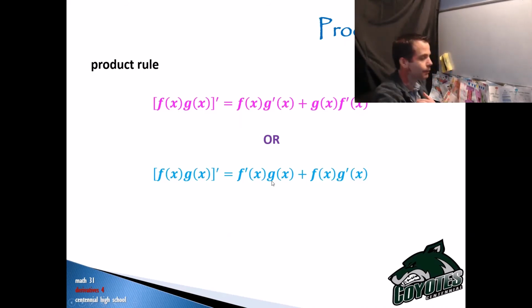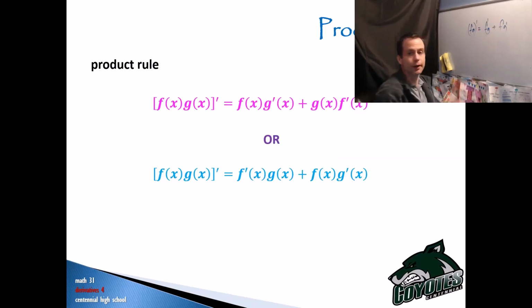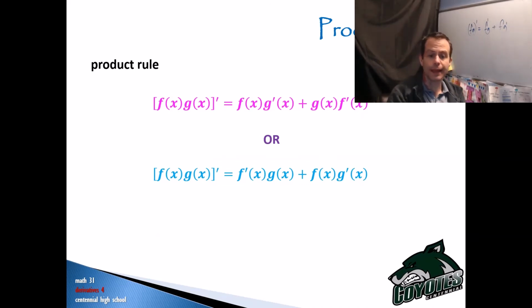Personally, I like to do it that second way because in my own notation, I'm just going to go fg derivative will equal fg plus fg, and then I put a derivative there and there, right? It's the derivative of f times g plus f times the derivative of g. So that's the product rule.